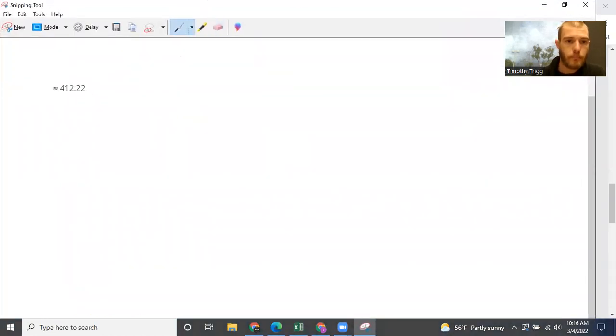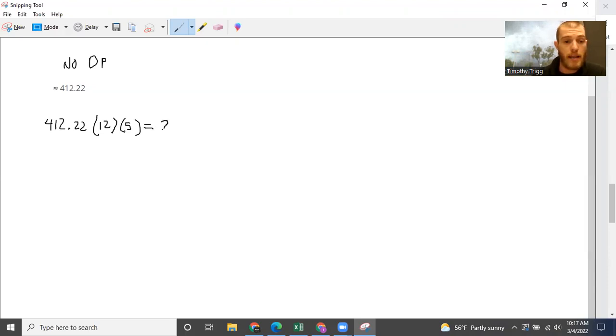Okay, so this is no down payment. In this case, she's paying $412.22 every month for 5 years. So let's figure out how much she would pay in total. So we do $412 times 12 months and then times 5 years. This will tell you how much she would pay in total under this scenario. Okay. So $412.22 times 12 months times 5 years.